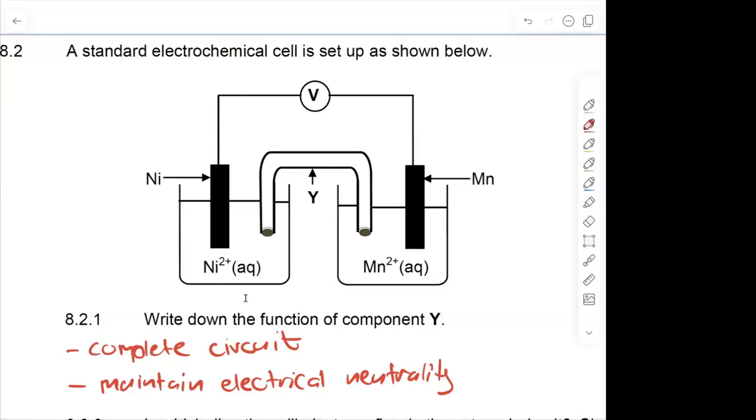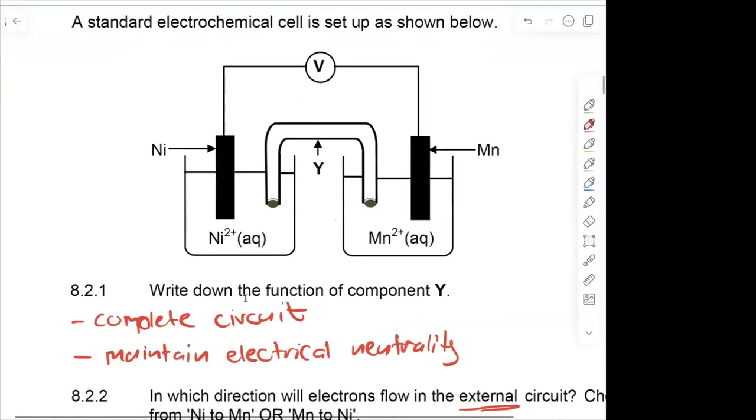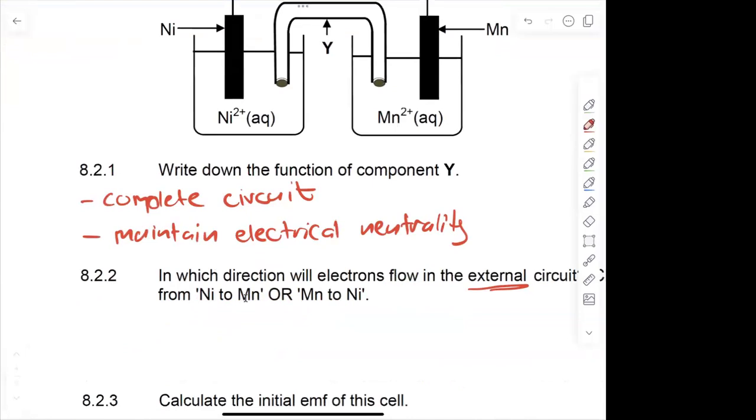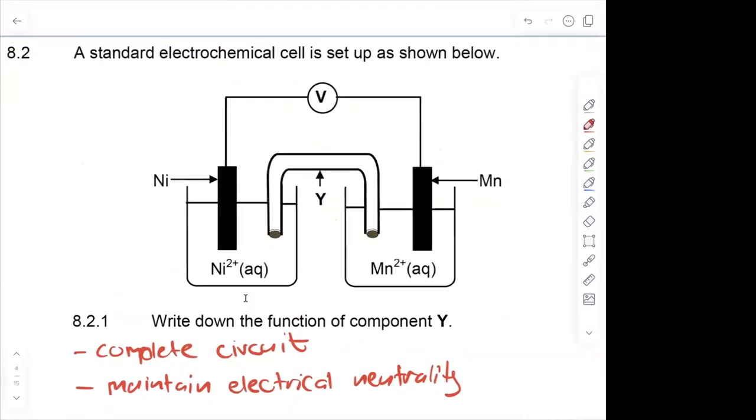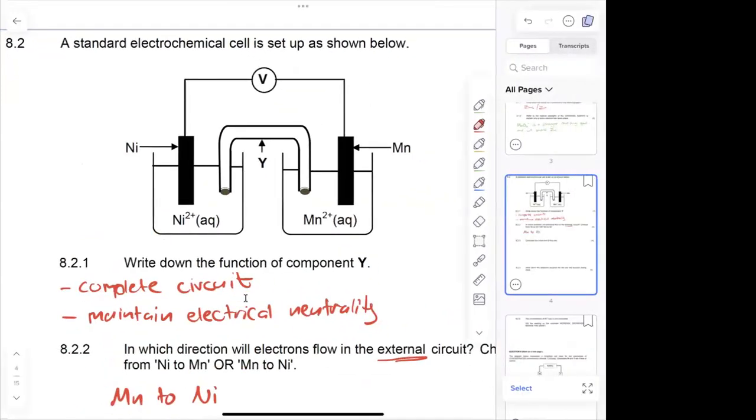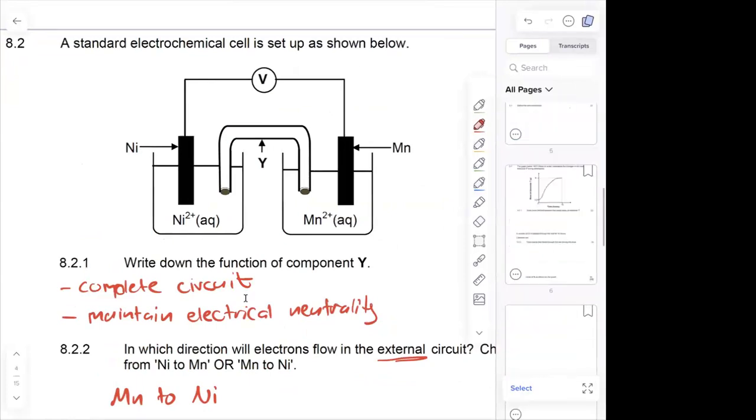Okay. Thanks, Junior, and thanks, Didi, for your answers. Apologies. So the actual answer for 8.2.2, the direction is going to be from manganese to the nickel, right? It's going to be manganese to nickel. Let's have a look at why I say that. So let's quickly go back and look at our table of standard reduction potential. So we've got manganese and nickel 2+ and manganese 2+.